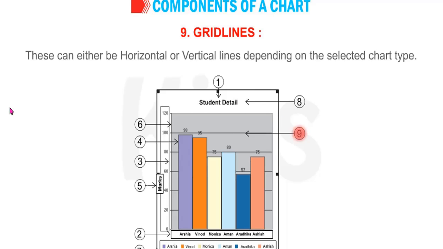Last one is grid lines. These can either be horizontal or vertical lines depending on the selected chart type. They extend across the plot area of the chart. Grid lines make it easier to read and understand the value. So here it is 100. This line is for 80. To find out accurate values, we need grid lines. So these are the components of charts.